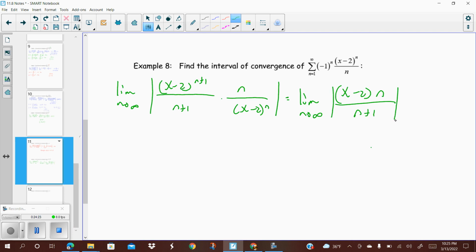The limit of the n parts goes to 1, which leaves us with the absolute value of x minus 2, which again we want to be less than 1. So we'll set x minus 2 in between negative 1 and 1 and solve for x. Adding 2 to everything should give us 1 is less than x is less than 3. So our interval of convergence goes from 1 to 3. We now need to check the endpoints.